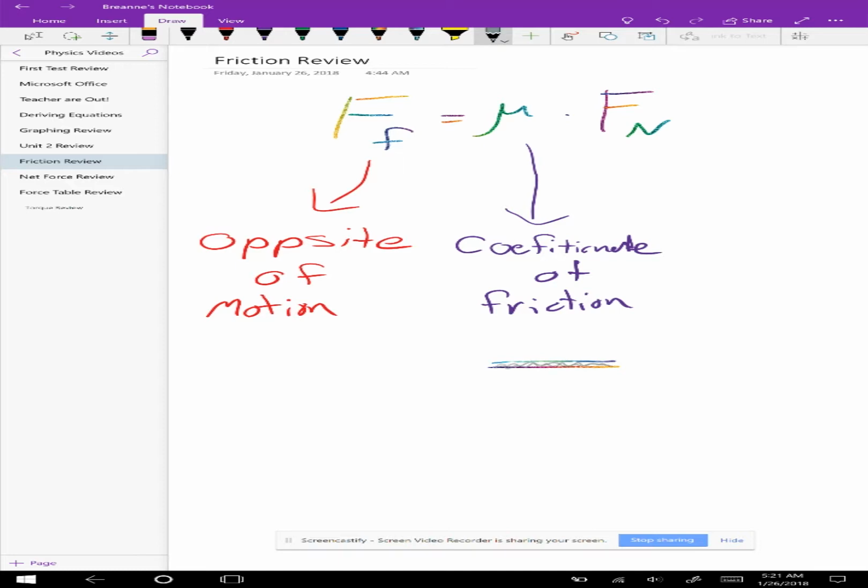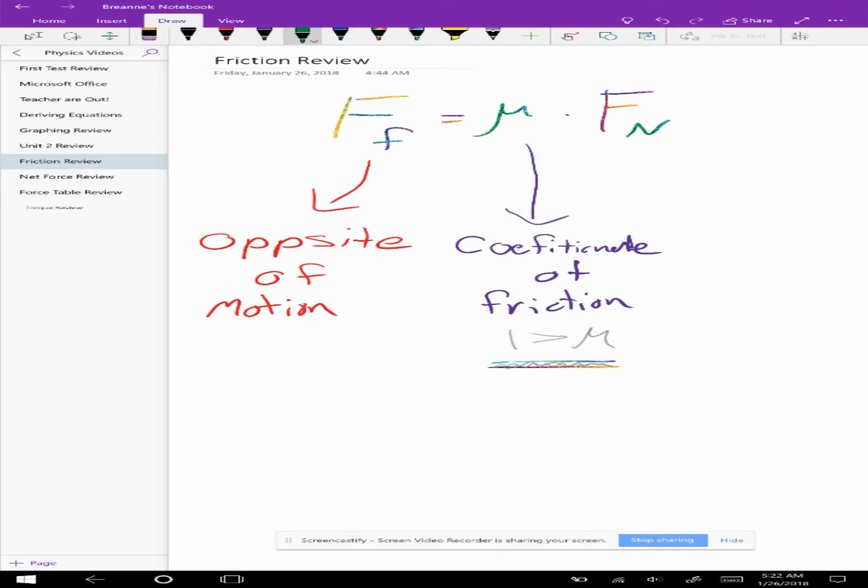If you have two smooth surfaces, you're going to have a very low coefficient of friction. If you have two rough surfaces, you're going to have a very high coefficient of friction. And then, of course, somewhere in between. Your coefficient of friction should never be greater than 1. Your mu should always be less than 1.